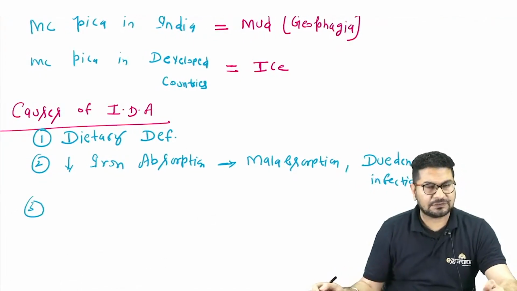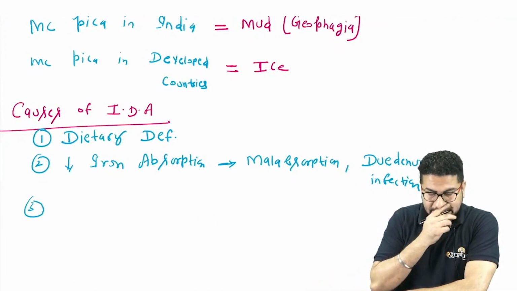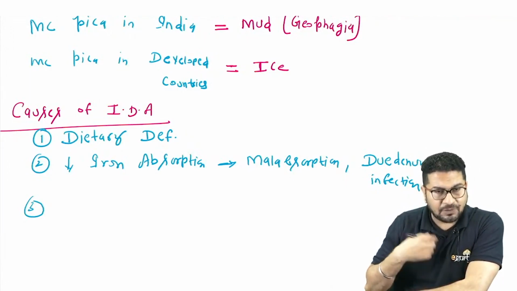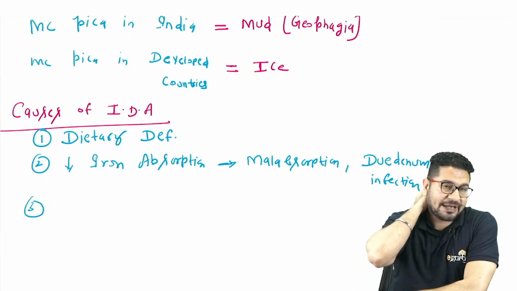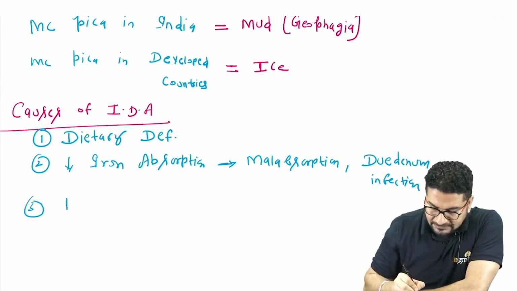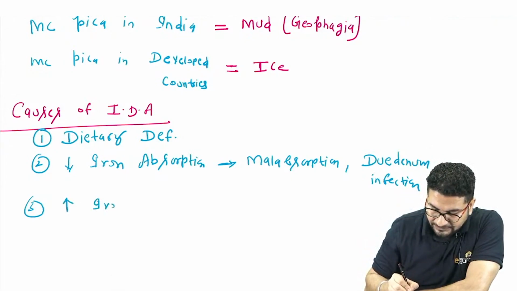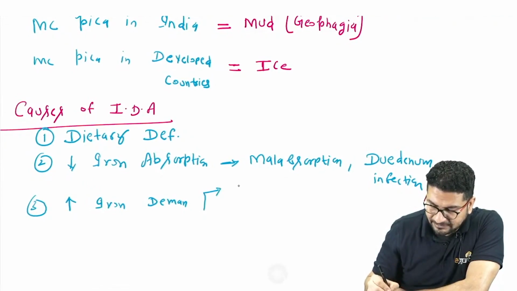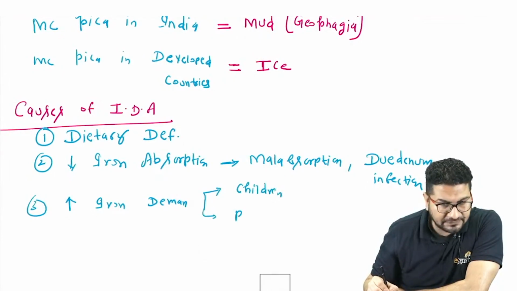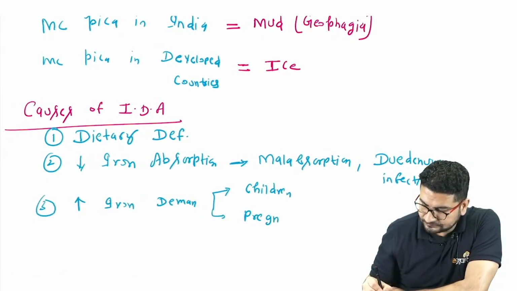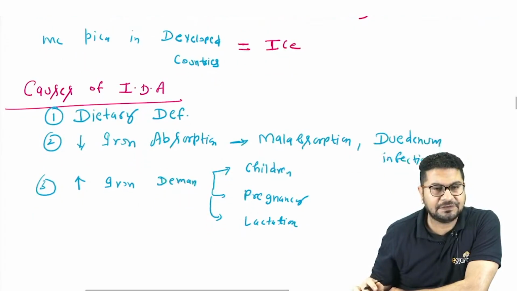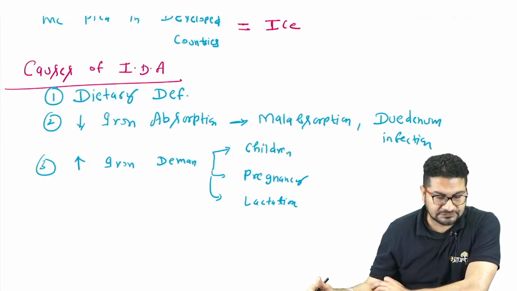The third cause of iron deficiency can occur whenever there is more iron requirement, but you are not taking iron as per requirement. That is, there is an increase in iron demand. So remember, there is more iron demand in children, in pregnancy, and in lactation, right?